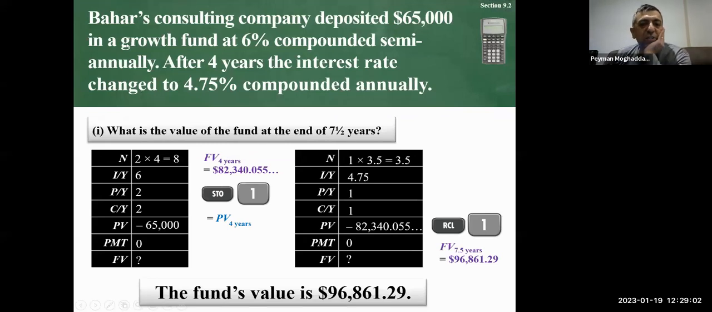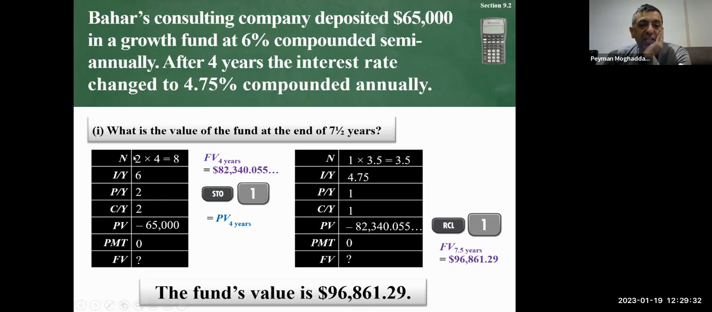So $65,000. You put $65,000 at 6% compound semi-annually for 4 years, and then 4.75% compound annually for 3.5 years. So the total is going to be 7.5 years. So for the first 4 years you need to calculate the accumulated value after 4 years, knowing the principal value and the nominal interest rate, and using the calculator.